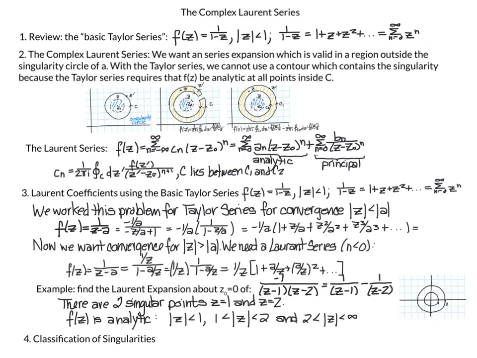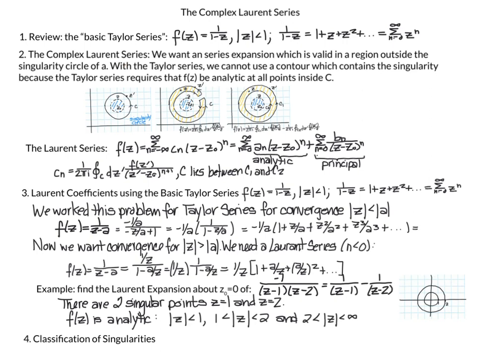We talked about the complex Laurent series, which was useful when we want a series expansion which is valid in a region outside the singularity circle of A. So remember, if this is our function, when we use Taylor series, if there's a singular point at A, then our expansion is only good for our center of expansion up until we reach the point A, and that circle, the radius of A, that's the limit of where we can start expanding our series into and have things converge.